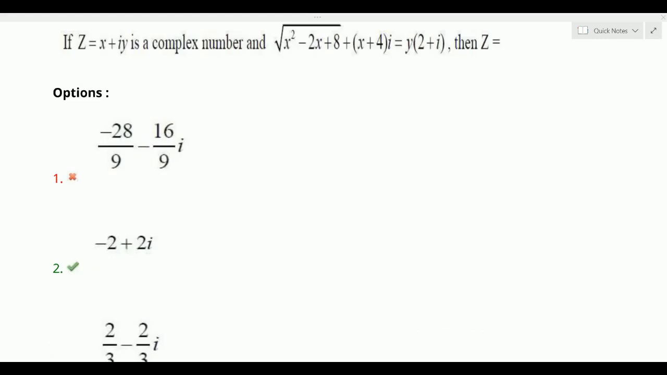Look at this question. What is given? z is given as x plus iy, a complex number, and root over x square minus 2x plus 8 plus (x plus 4) i is given as y(2 plus i). Then we have to find z, that is x plus iy. If we find the values of x and y, it is enough. First, what is the result given to us? Root over, what is its result? It is in the form of a plus ib, right? It is in the form of y(2 plus i), and y(2 plus i) means 2y plus iy. This is in the form of p plus iq.